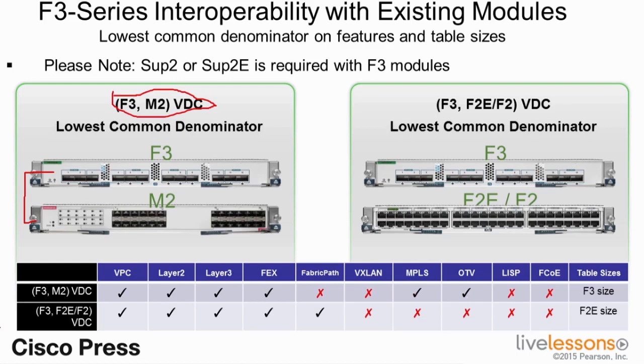And then you see the table here for F3, F2E, and F2. And if I interoperate them, I get least common denominator. So you sort of get least common denominator from a feature set perspective of, in this case, you're going to get the M2 feature sets, and then here you're going to get the F2 feature sets in this VDC.